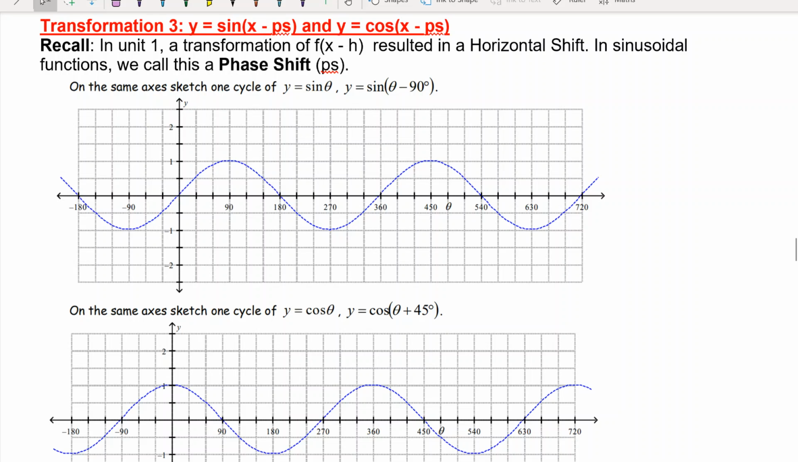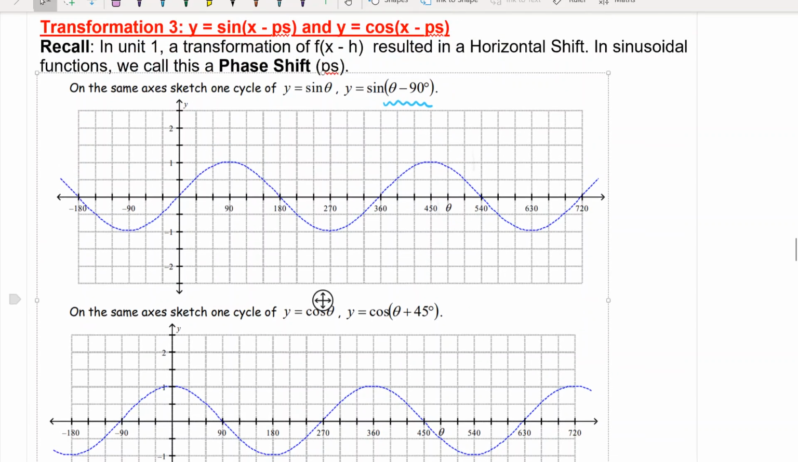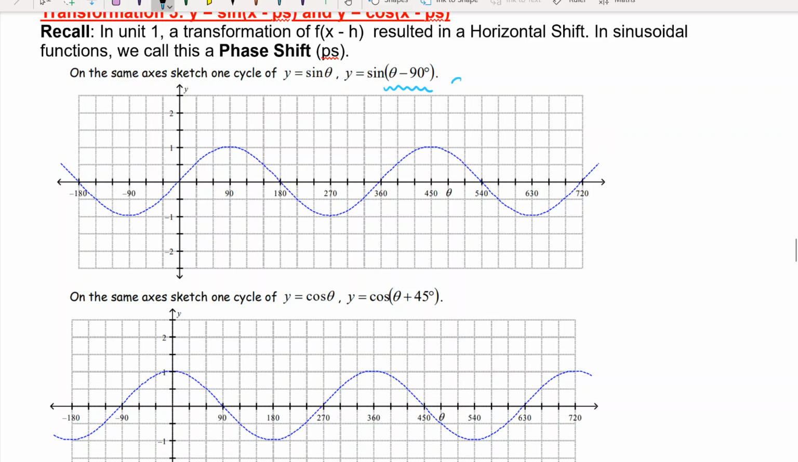Here I'm asked to graph sine of theta minus 90 degrees. And you'll notice that this is inside of brackets always, right? So one of the ways that we can tell if a phase shift is going to be moving left or right is whether or not it's inside of the brackets or outside of the brackets in our function. Here we have minus 90 degrees, and just like in Unit 1 when we were doing horizontal translations, we're going to be moving this 90 degrees to the right.